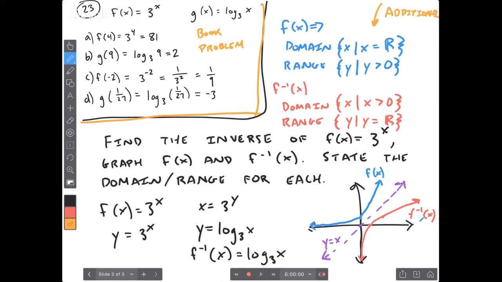Any questions about 23 or the work I just did in relationship to number 23? Do you guys want to do a more complicated exponential and log inverse problem, like what might come up on a test, or should we do other problems from the practice set from the book? Any thoughts?